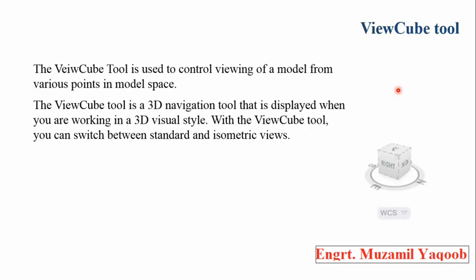So let's discuss the view cube tool. I think it's very important, most common, frequently used and a very easy approach as well. The view cube tool is used to control viewing of a model from various points in model space. The view cube tool is a 3D navigation tool that is displayed when you are working in a 3D visual style. You can switch between the standard and isometric views as well. Over here in this picture you can see how the view cube tool looks.